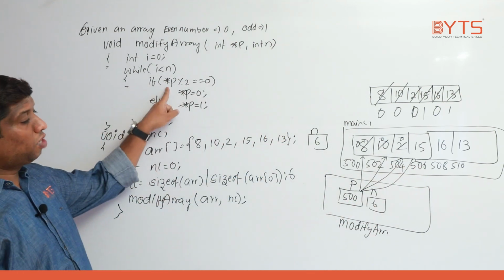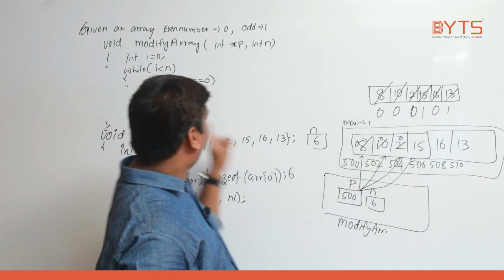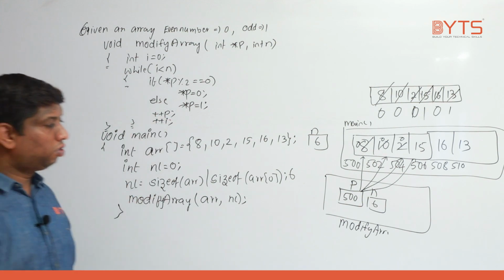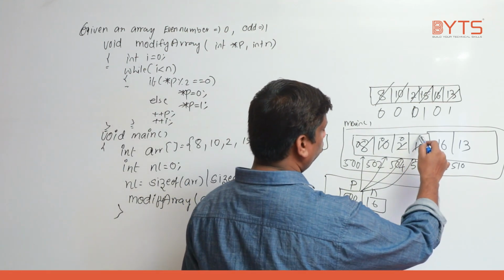Condition will be true. Star p. Star p is how much? 15, right? 15 mod 2. 15 mod 2 is 1. 1 equal to 0 false. Else comes, star p equal to 1.